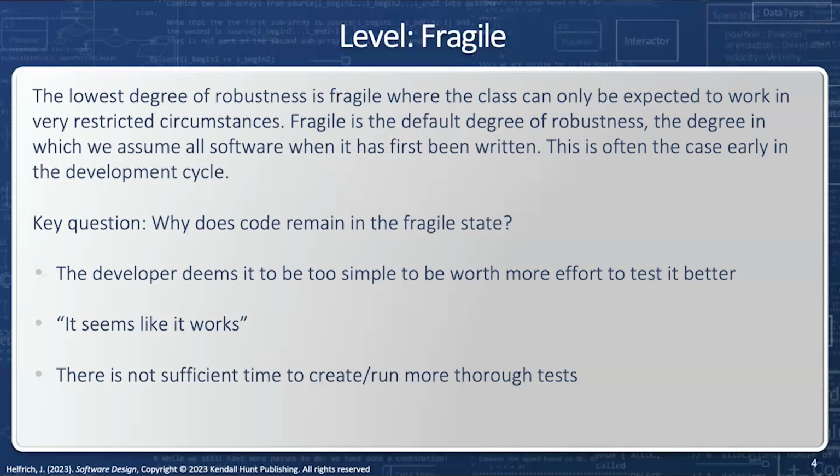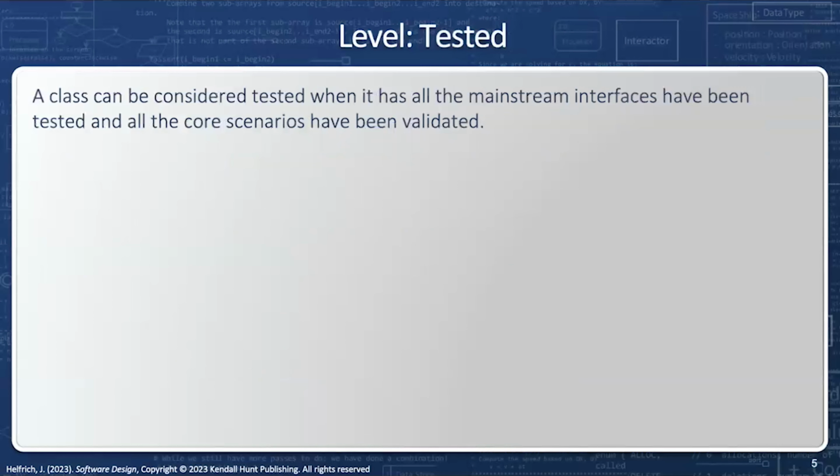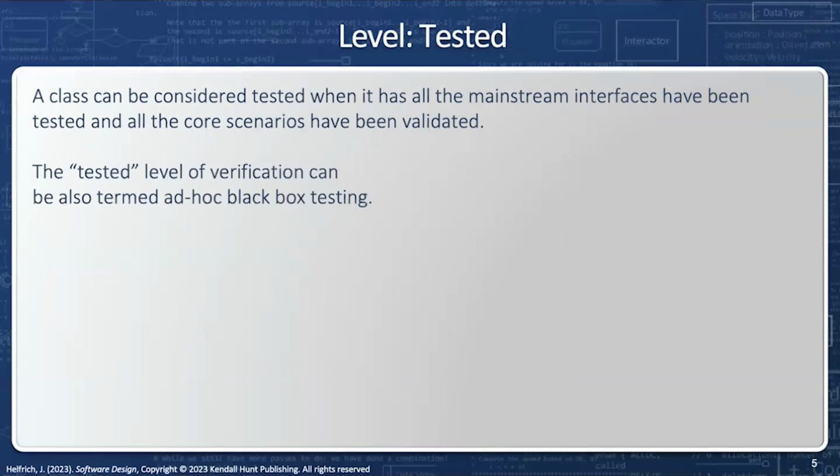Okay, so we're going to go one level better than fragile. We're going to go to tested. A class or a function or a module can be considered tested when all the mainstream interfaces have been tested and all the core scenarios have been validated. And the tested level of verification could be termed ad hoc, in other words, non-systematic, black box testing, where I'm not looking at the internals.